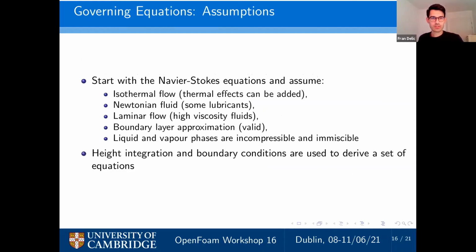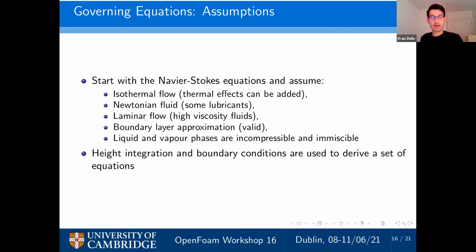So how do we get to the equation set? We start with the Navier-Stokes equations and assume isothermal flow; thermal effects can be gathered by introducing an energy equation. We assume that the fluid is Newtonian, which is true for some lubricants, but not for most of them. However, we can remedy this in the shear stress modeling. We assume laminar flow, which is true for high viscosity fluids such as lubricants. We can apply the boundary layer approximation, again, valid for small heights of the film. And we assume that the liquid and vapor phases are incompressible and immiscible. This immiscibility allows us to use the volume of fluid method.